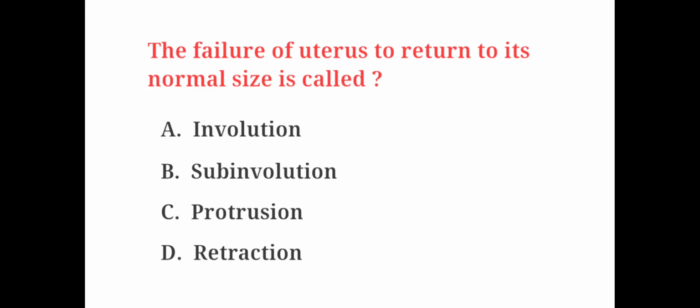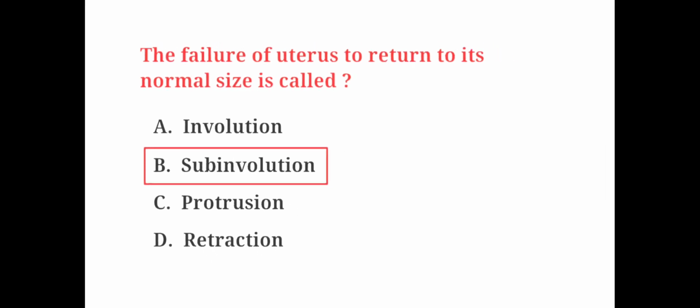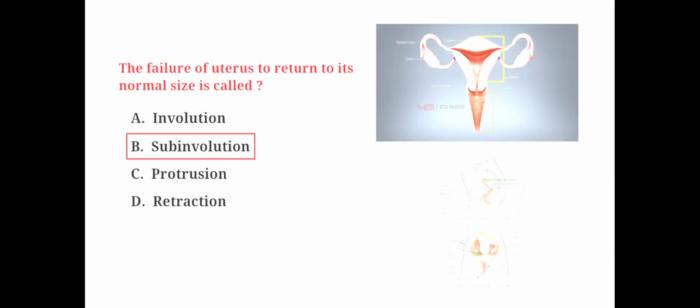The failure of uterus to return to its normal size is called A. Involution. B. Subinvolution. C. Protrusion. D. Retraction. And the correct answer is B. Subinvolution. The failure of the uterus to return to its normal size following childbirth is called subinvolution.